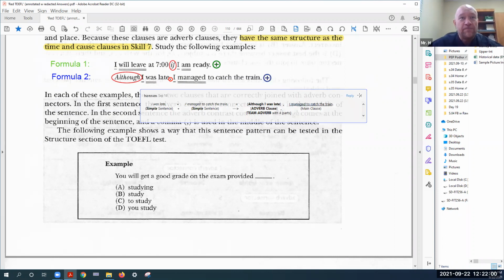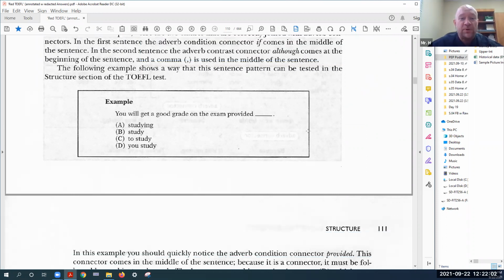Okay, now take a look down at the example, guys. You've got 10 seconds to choose your answer. Choose your answer now.